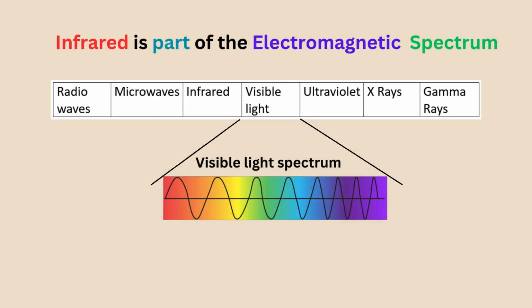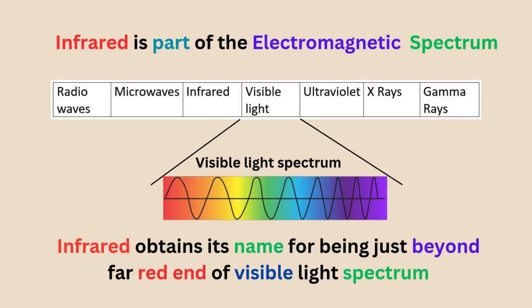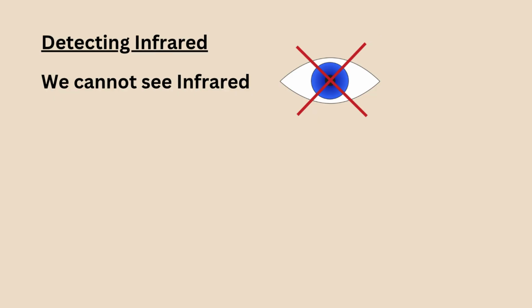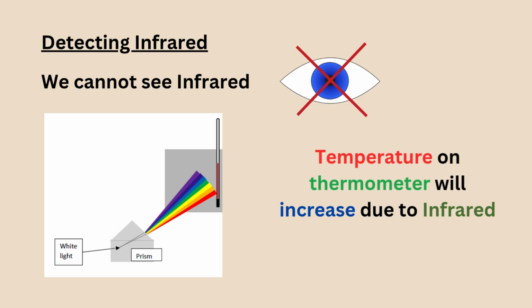Infrared, being part of the electromagnetic spectrum, is found between microwaves and visible light, and it obtains its name from being just beyond the far red end of the visible light spectrum, hence the name infra-red. Although we cannot see infrared, it can be detected by placing a thermometer next to the red end of the visible light spectrum, because this will be the infrared region, and so the temperature on the thermometer will increase to indicate the presence of infrared.